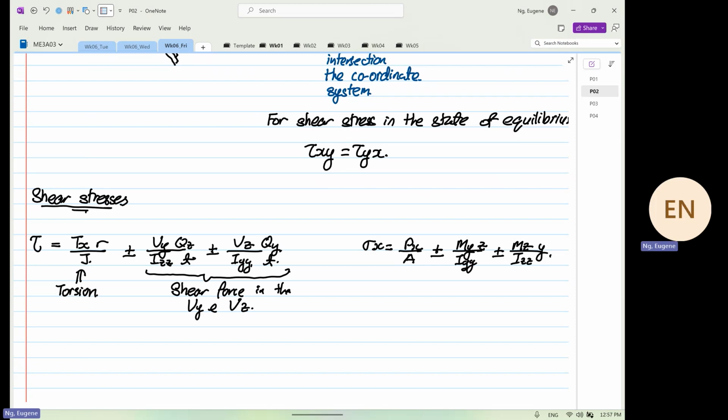Now, can you see any pattern over there? What pattern can you see? In terms of normal stress, when you have My, you divide by what? Iyy. In shear stress, it's different now. Yes or no? When you have Vy, you divide by what? Izz. Are we clear?